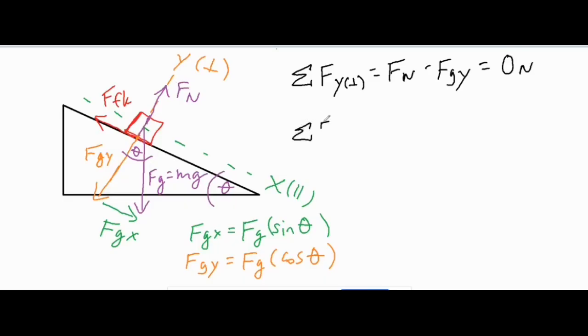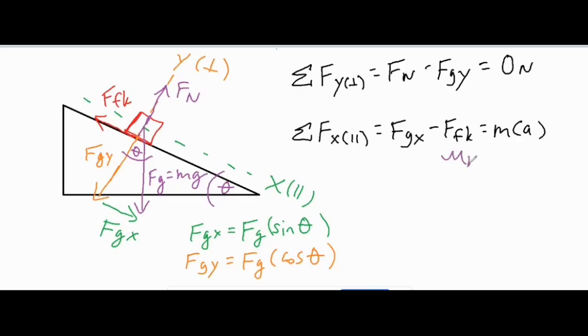And then for the sum of forces in the x direction or the parallel direction, we have Fgx that's sending it down the ramp, and then we have the force of kinetic friction that is opposing it. And in that case, we would very likely have an acceleration. So we would have to set that equal to m times a, and then we would either solve for an acceleration or plug one in to find another variable.